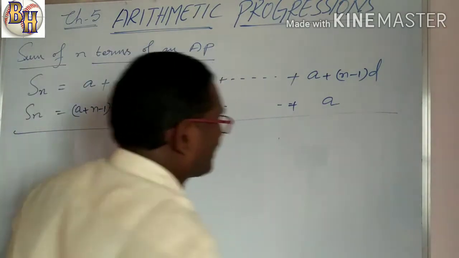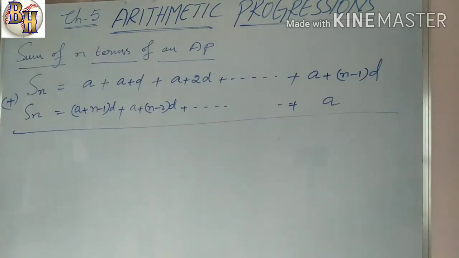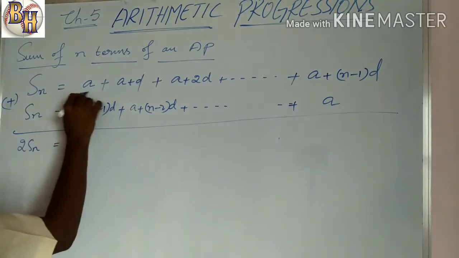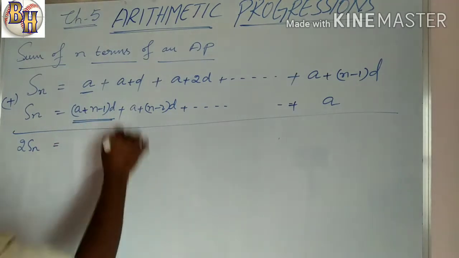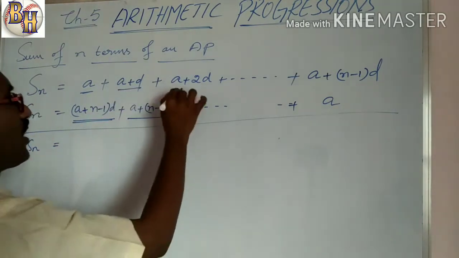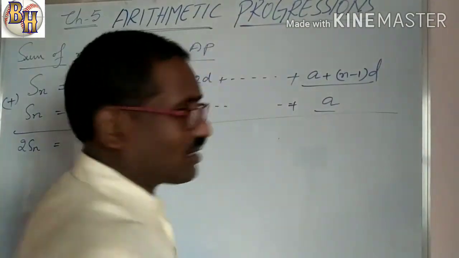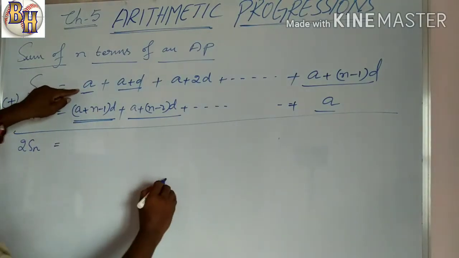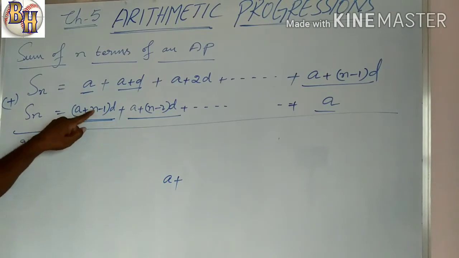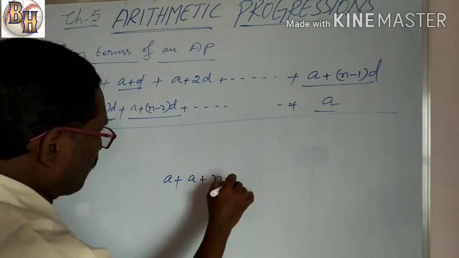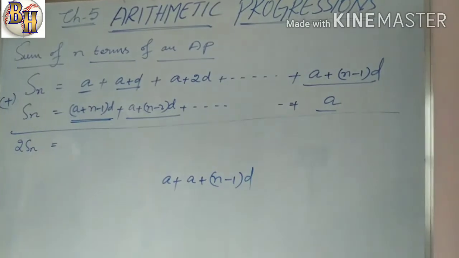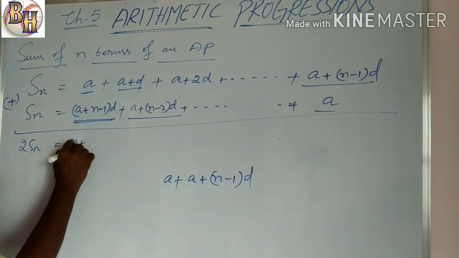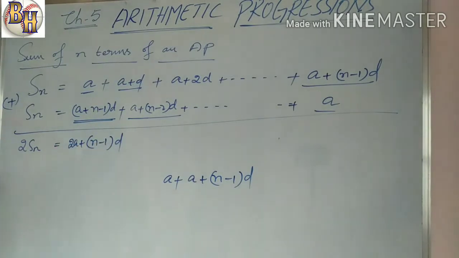Now add both: 2Sn equals, observe here, this term plus this term. A plus the last term, then the second term plus the second-last term, and so on. Observe here, A plus A, that is 2A, plus n minus 1 into d.